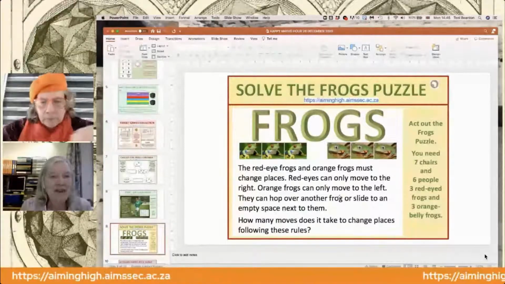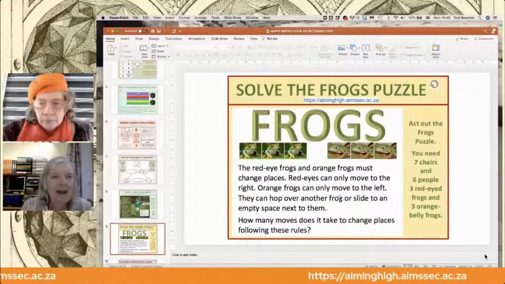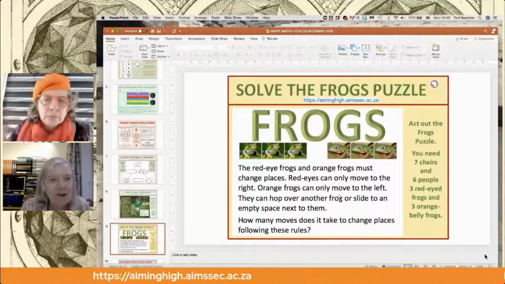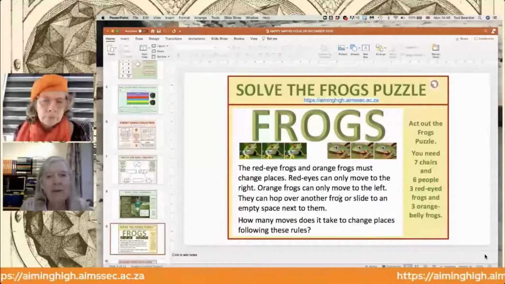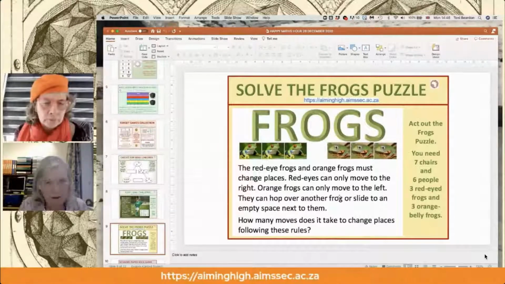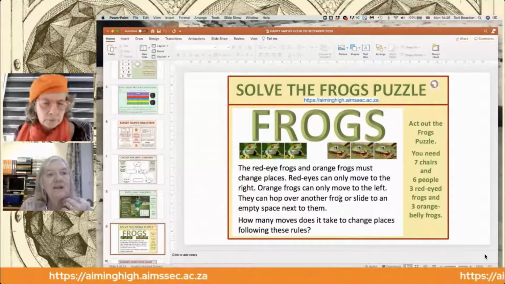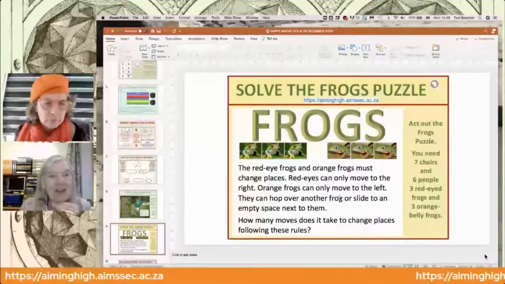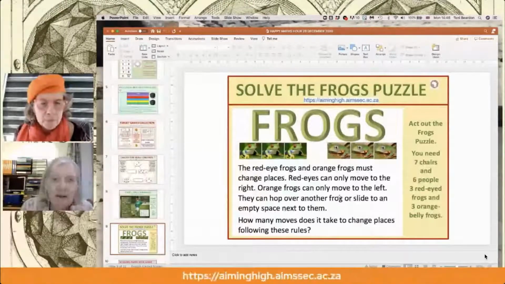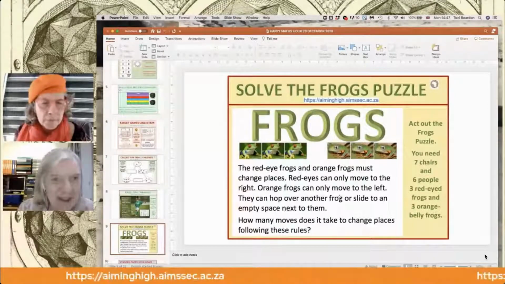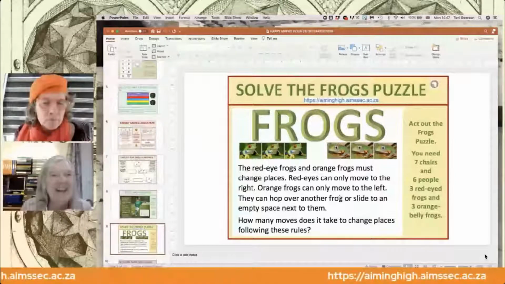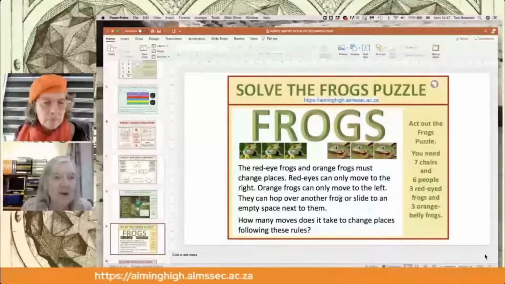Okay. Now, this is a game. It's not particularly competitive, but it is a game where you all work together to try to solve a puzzle. And the best way to do this is by actually acting out. Divide your party people into 2 teams. I've got red-eyed frogs and orange-bellied frogs. You can see from the pictures, that's what they look like. Or sometimes people call them frogs and toads.